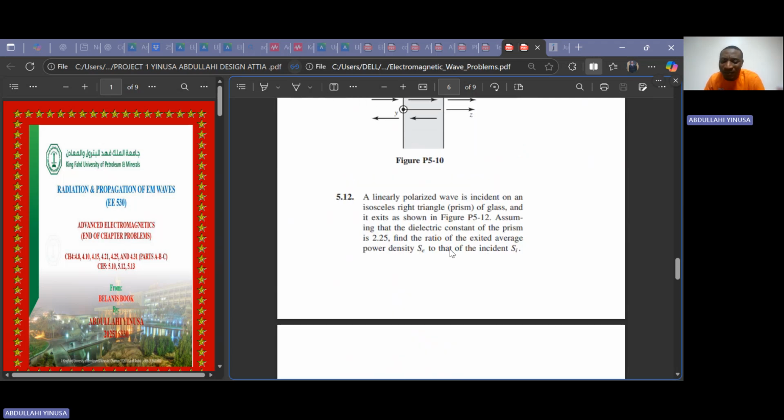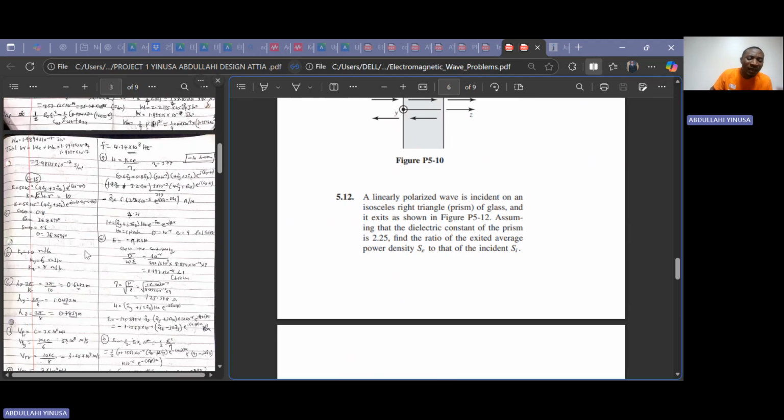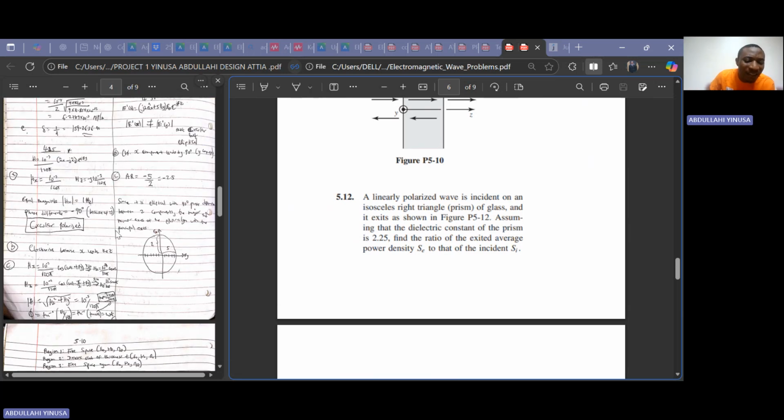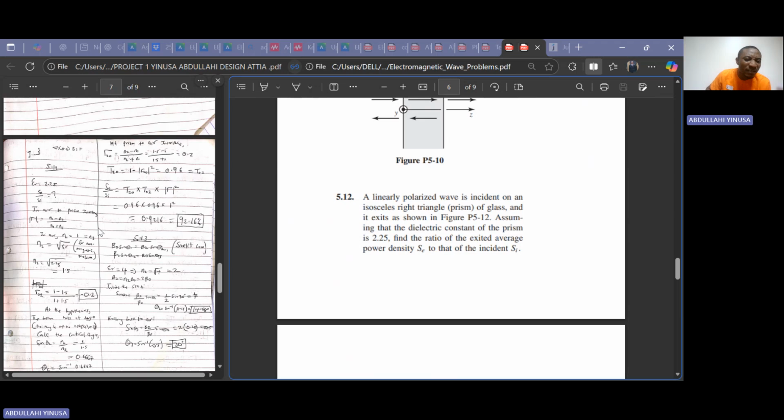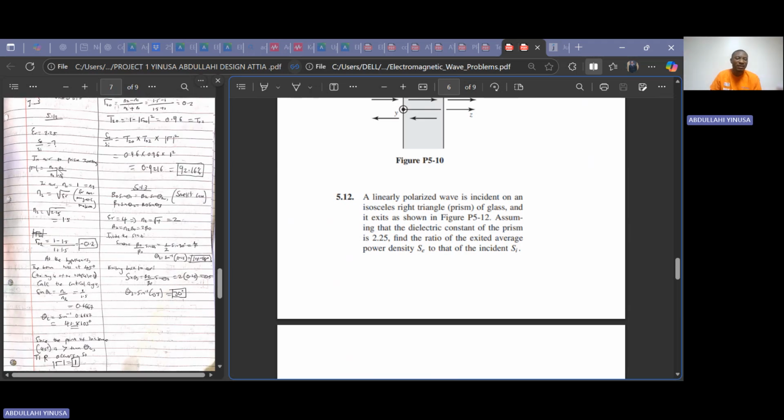And what's going to be the unit of the transmitted power density to the incident power density? That's going to be this. It is going to be 1 because watts per meter square will have cancelled. Watt per meter square, 4.12. Let me show you how I arrived at the final answer here, 4.12. That is this. It is as simple as epsilon r is this.